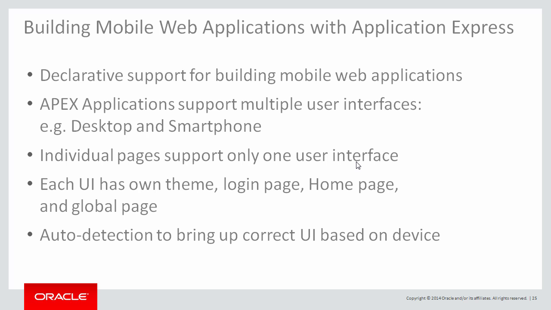Each user interface also has its own theme, login page, home page, and global page. Global pages are where you store common items such as navigation lists and things such as that. By default, we also incorporate auto detection, so if you've got both desktop and mobile and you utilize the same URL on your desktop application, it will display your desktop pages. However, if you run that URL on a mobile device, it will display the mobile pages within the application.